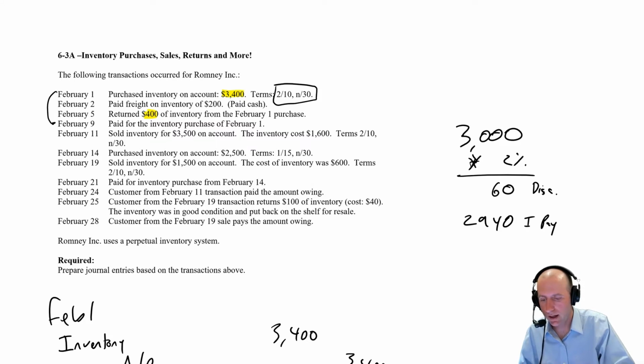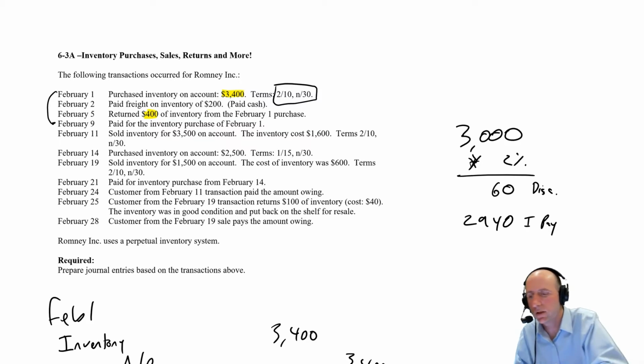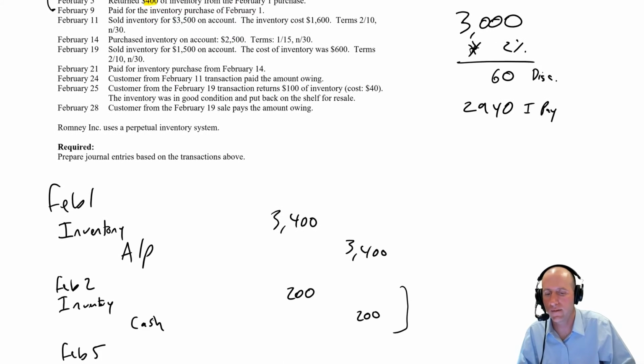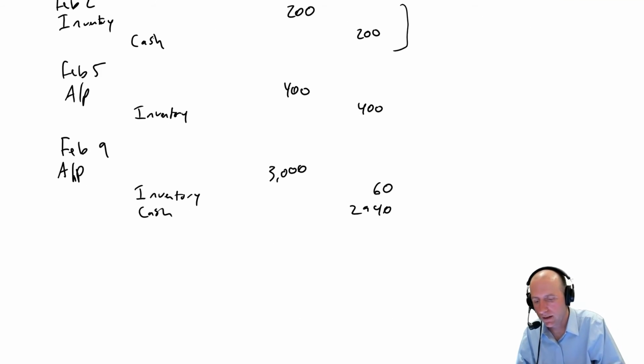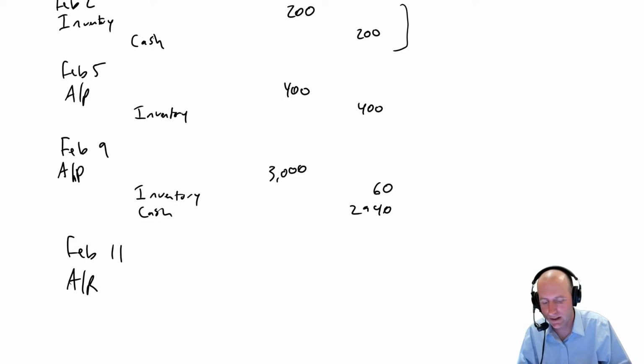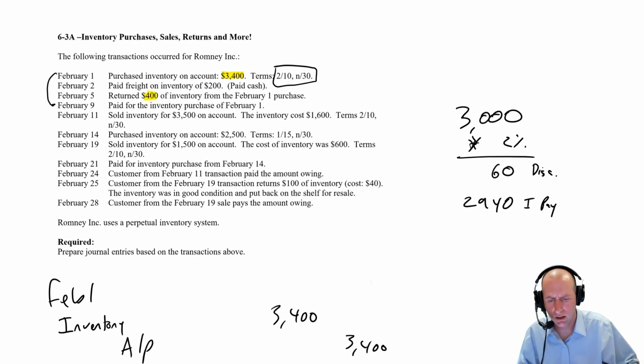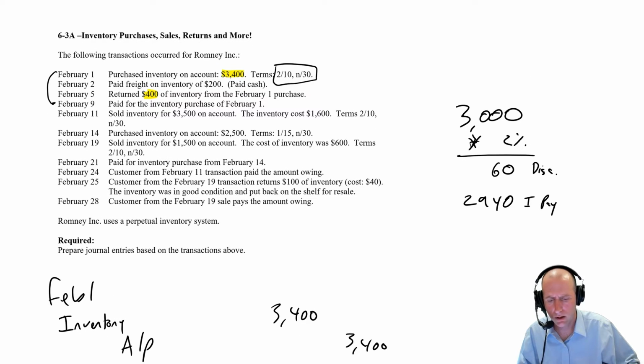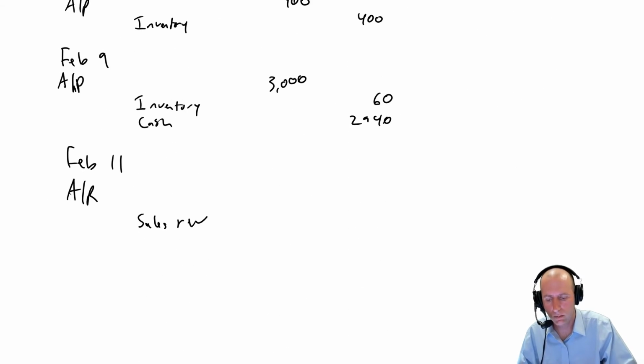February 11th now. Sold inventory for $3,500 on account. The inventory cost $1,600, terms 2/10, net 30. So we sold inventory that was priced at $3,500. So let's deal with that. February 11th, debit cash. No, not cash. We sold on account. Debit accounts receivable. Credit sales revenue for how much? 3,500. Sorry, I was going blind there.